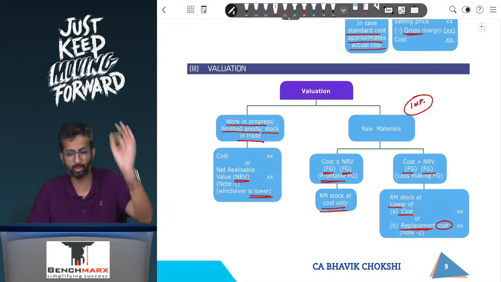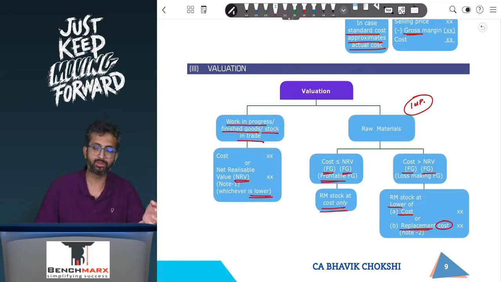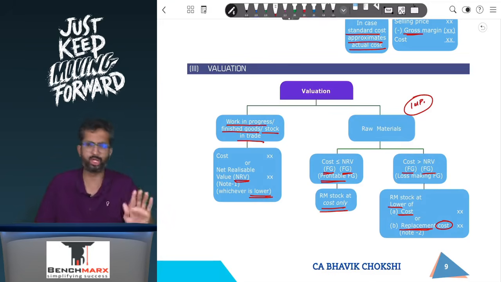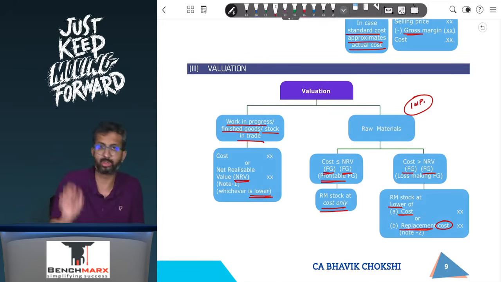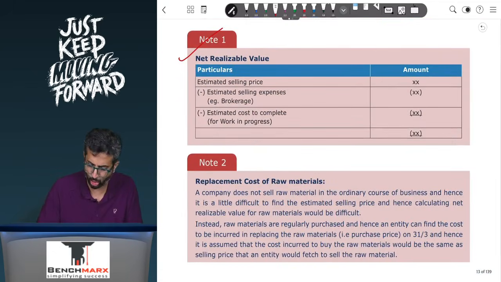But remember, for raw material stock, you will always have to first find the finished goods, see the cost of the finished goods, and compare it with the NRV of the finished goods. If the finished goods are profitable, then raw material stock will be at cost only. But if the finished goods are loss making, then it will be at the lower of cost or replacement cost, whichever is lower, for which you will have to write a note in the exams. So over here we have some explanation on what the NRV is, estimated selling price minus selling expenses minus cost to complete, and what the replacement cost is.